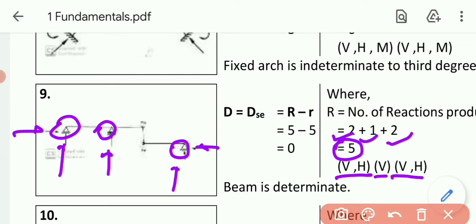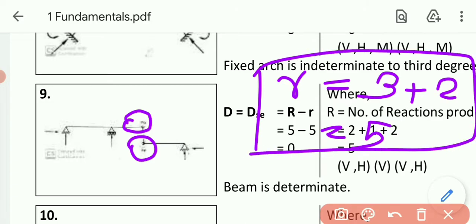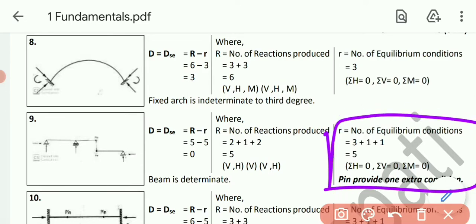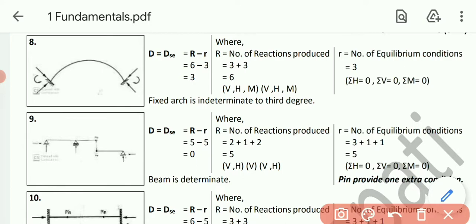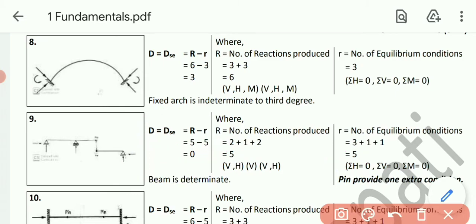Now talking about small r, usually we have always taken small r equal to 3, the number of equilibrium conditions, but over here 2 pins are there. So what does a pin do? It provides one extra condition. So over here 2 pins are there, so ultimately small r's value will be 5. See, 3 plus 1 plus 1, so ultimately 5. Over here I have given the notation as well: pin provides one extra condition. So finally DSE equals capital R minus small r, that is 5 minus 5, the answer comes 0. Okay, so as it is 0, the beam is determinate.